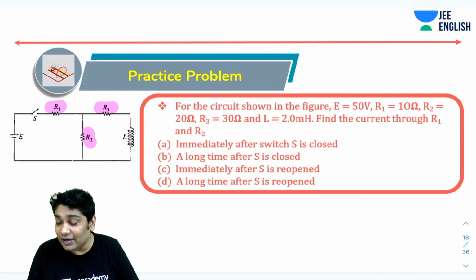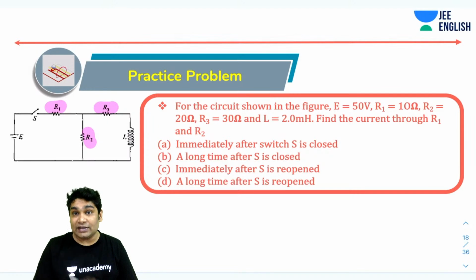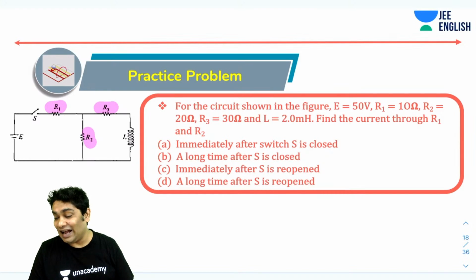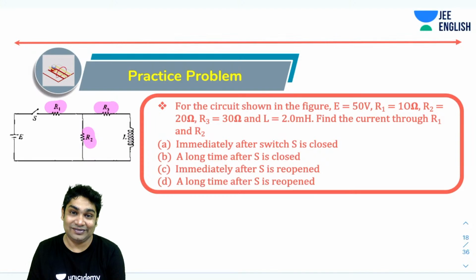You have to find the current through R1 and R2 in case A, immediately after the switch is closed, so that will be at t equals 0. Case B, a long time after S is closed. C, immediately after S is reopened. And D, a long time after S is reopened. I'll give you 1 or maybe 2 minutes to think about this. Try it, and let's see if you can figure this out.